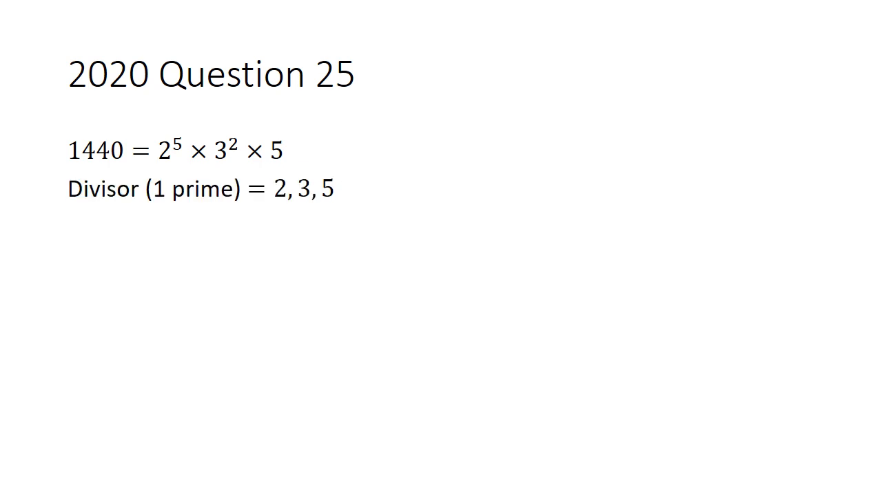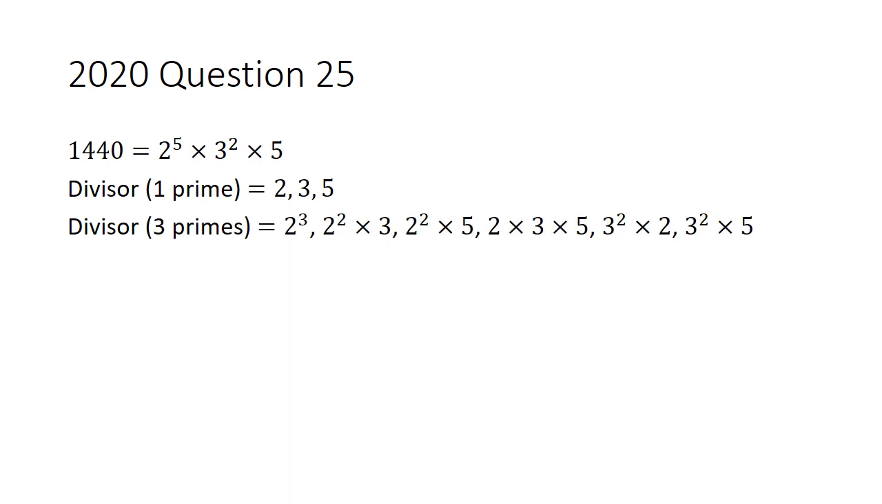So it turns out that for question 25, it is not that hard to actually brute force this. First, we need to prime factorize 1440. That gives us 2 to the power 5 times 3 squared times 5. And we want to look at divisors that are formed by only one prime number. There's only 3 numbers, 2, 3, and 5.